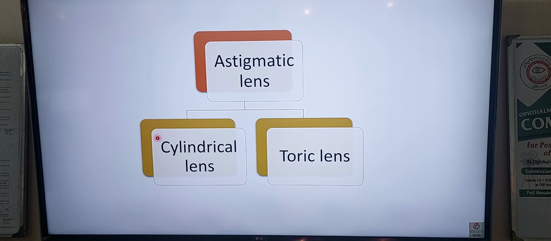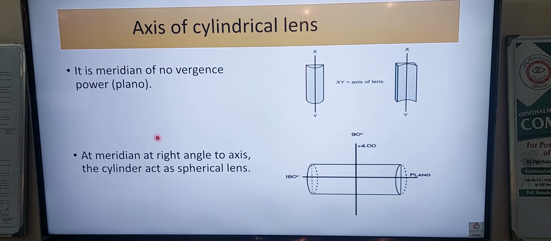There are two types of astigmatic lens, cylindrical lens and toric lens. Cylindrical lenses have one plane surface and the other forms part of a cylinder. There are two types of cylindrical lenses, concave and convex. The axis of cylindrical lens is meridian of no divergence power. At meridians at right angle to axis, the cylinder acts as spherical lens.